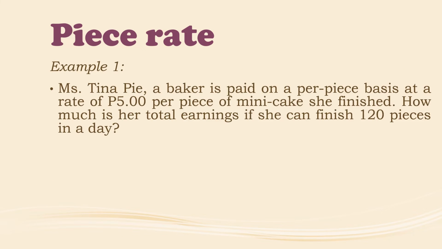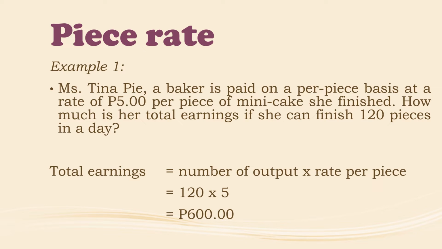For piece rate example, we have here Miss Tinapay, a baker, who is paid on a per piece basis at a rate of 5 pesos per piece of a mini cake she finished. How much is her total earnings if she can finish 120 pieces in a day? So that can be computed by total earnings is equal to number of output times rate per piece. So the number of output is 120 pieces and the rate per piece is 5 pesos. Therefore, Miss Tinapay's earnings is 600 pesos.